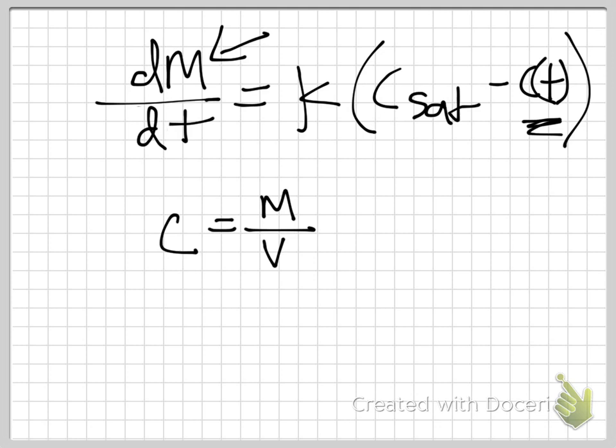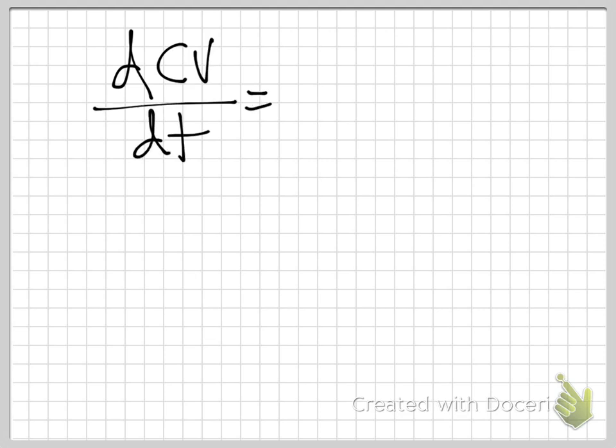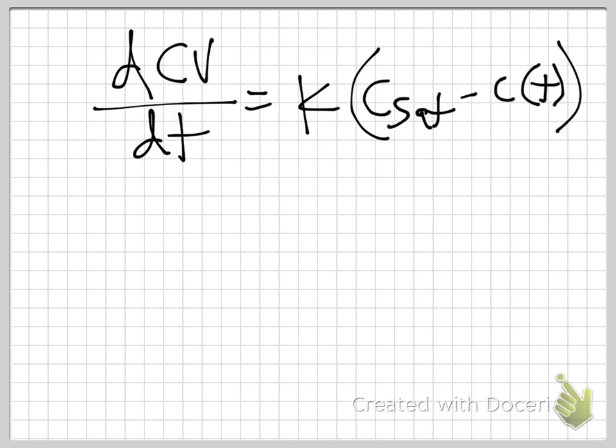We can reorganize this if we care to, and we can get mass equal to C times V. So let's replace that and see what we get. On the top then, we have d(CV) divided by dt, and over here we still have k times C_sat minus C at a particular time.